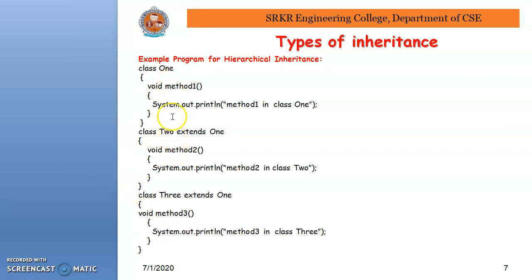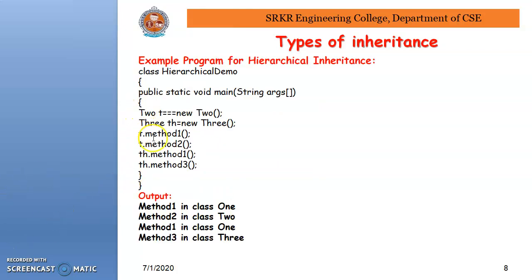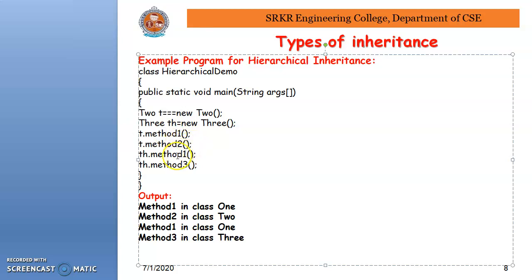This is the example. 1 is the base class. 2 is a derived class, class 2 extends 1. Class 3 also extends 1. Coming to the example, in this hierarchical demo, we have to create a demo for both class 2 as well as class 3. By using the first object, we'll call method 1 and method 2. By using the second, we'll call method 1 and 3, because method 1 is from class 1, method 2 from 2, method 1 again from 1, and method 3 from 3.